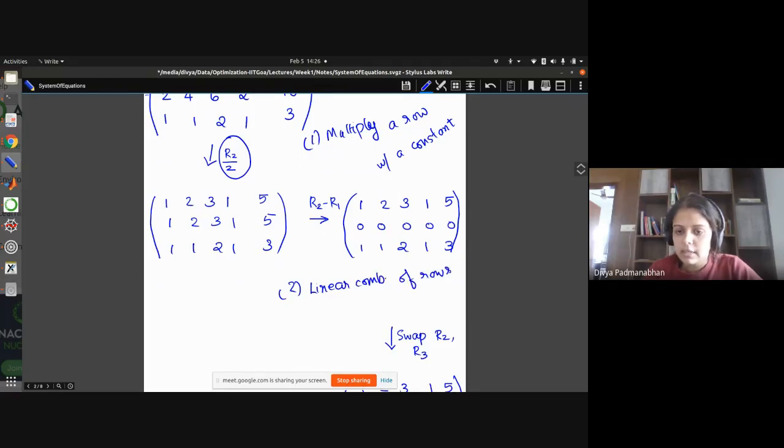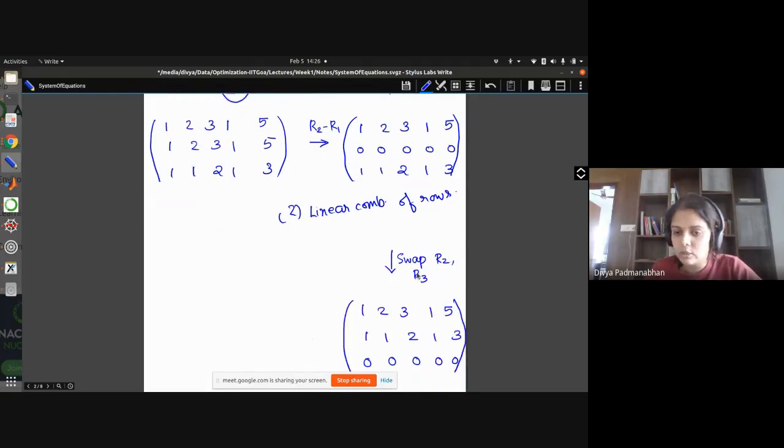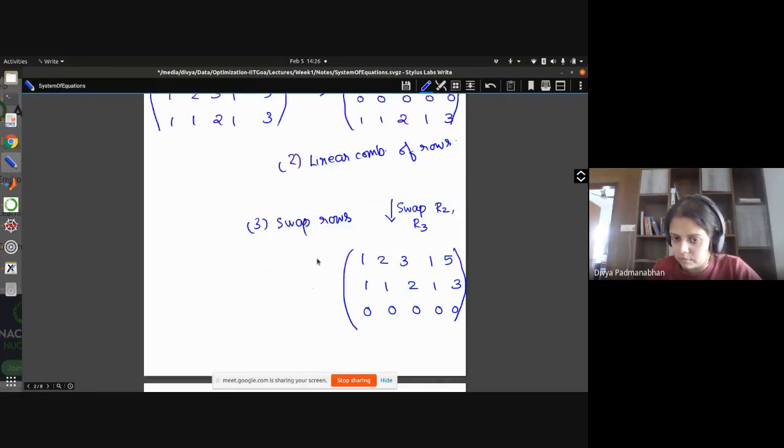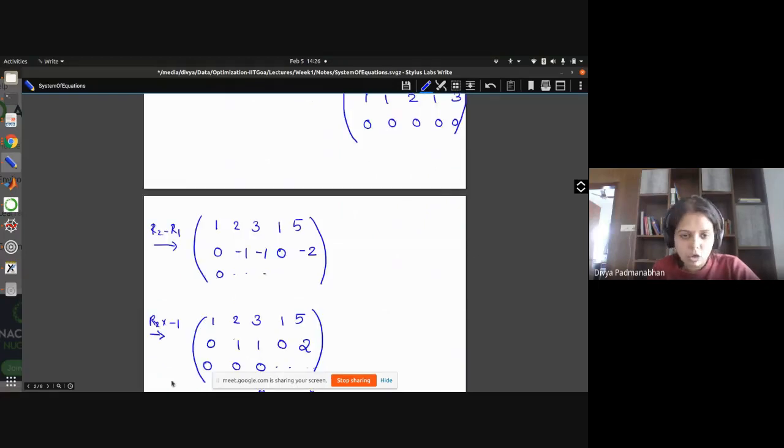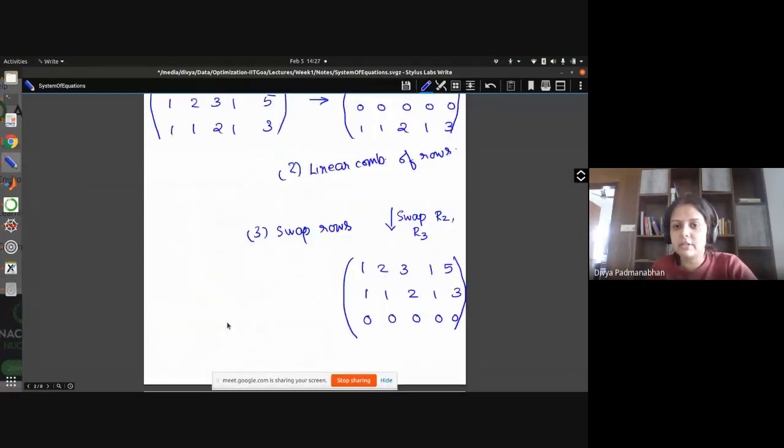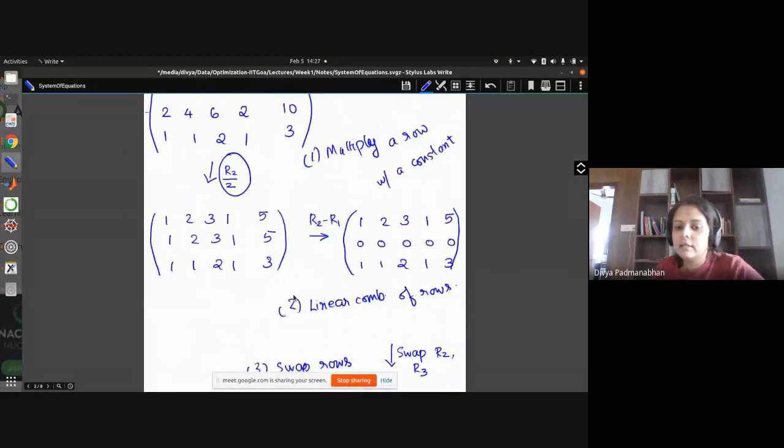Okay, and the other operation you did was swapping of rows. So this is swap rows. These were the three kinds of operations that you did. These all belong to one of the categories that we did, and so these are called the elementary row operations.